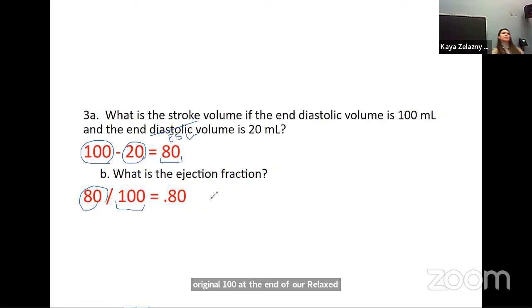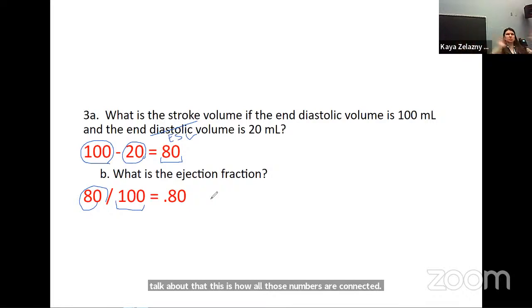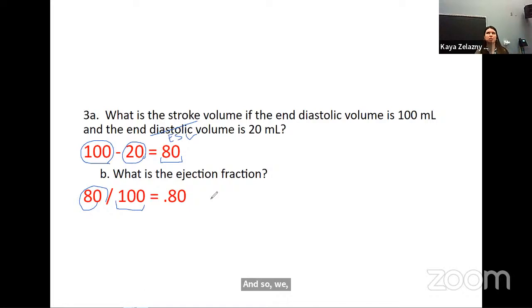As we talk about control of the heart and changes to the heart, we're going to say that different parts of the nervous system can increase end diastolic volume or increase stroke volume, things like that. When we talk about that, this is how all those numbers are connected. We want to cement those connections and relationships in our mind. What we're focused on is not so much memorizing equations as understanding these relationships, so that if this number changes, we know what other things it's going to affect.